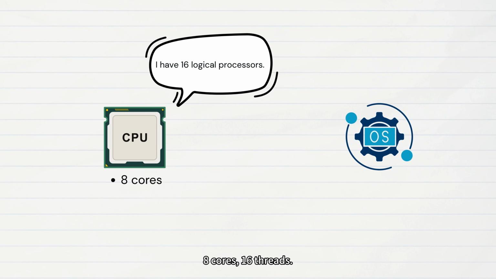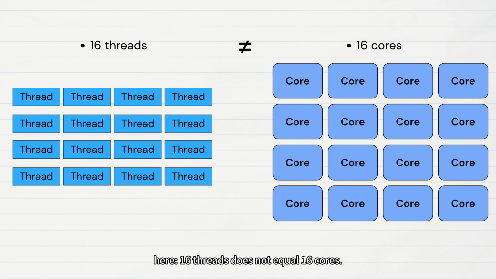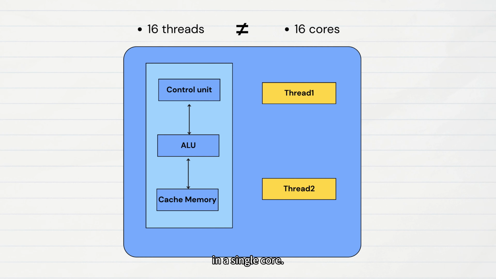8 cores, 16 threads. But there is a particularly important misunderstanding here. 16 threads does not equal 16 cores. Many people, when first seeing CPU specifications, think, does 8 cores, 16 threads mean having the performance of 16 cores? The answer is no. Because the 2 threads actually share most of the hardware in a single core. They share caches, share arithmetic units, share execution ports, share pipelines. These resources have not increased. They are just used together by 2 threads.